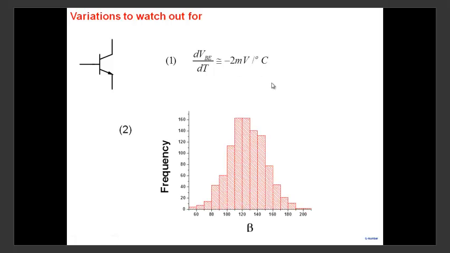Even more important than the deviation of the base voltage with temperature is that the beta of a transistor can vary considerably. If the nominal value is 200, it can vary from 100 to 300, maybe as much as that. And therefore, what we want is that our circuit, when we bias it, should not be very sensitive to beta.